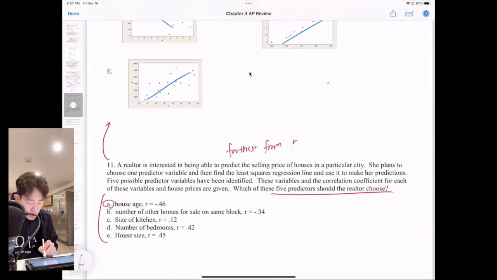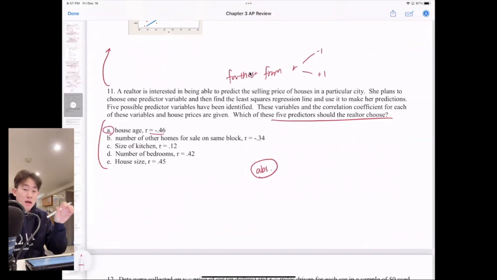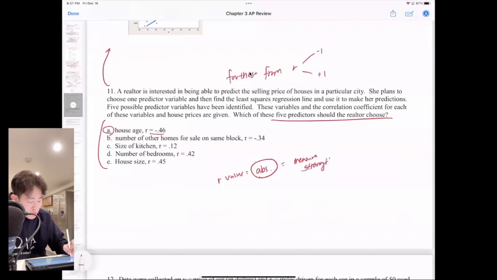So it's A. Regardless of whether it's negative or positive, remember, it can be close to 1 or negative 1, and they will both have a strong relationship. It means that the direction is just going to be different. So yes, it's going to be A for this one. And just take the absolute value next time if that ever confuses you. The R value must be an absolute value to measure the strength. And that's probably a small tip that I'll tell you for number 11.